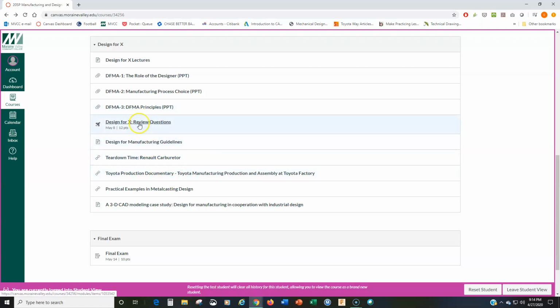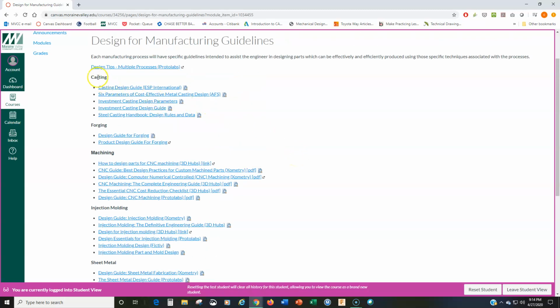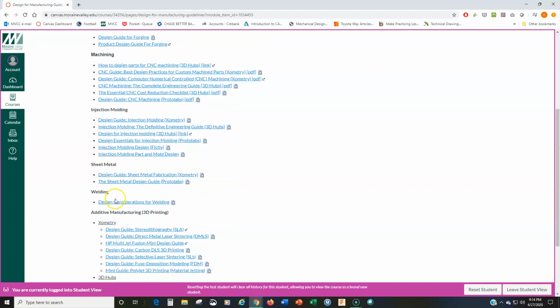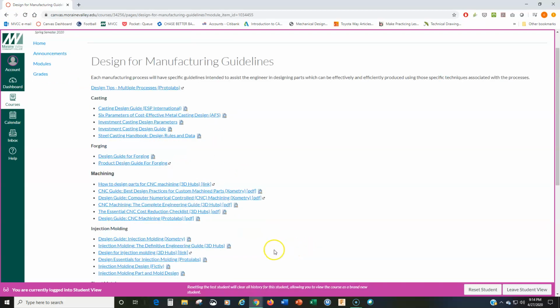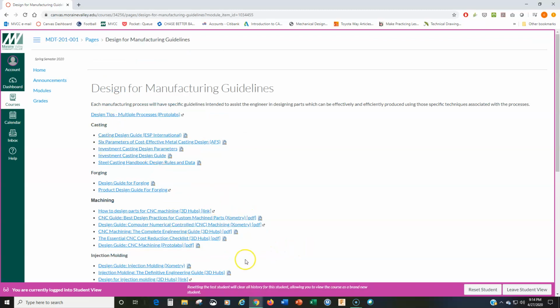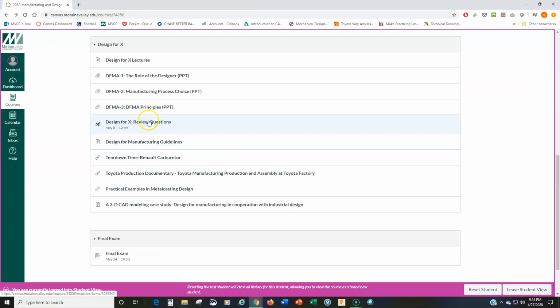There are some excellent resources on the Design for Manufacturing guidelines. So what I've done is I've collected a number of these Design for Manufacturing guidelines under casting, forging, machining, injection molding, sheet metal, welding, and then additive manufacturing. I use these in a number of my classes, so I had them readily available. So I posted them up here. This is a good thing to look at to reference some of the content and to answer some of the questions that are asked in the review question. So you can find that information there.